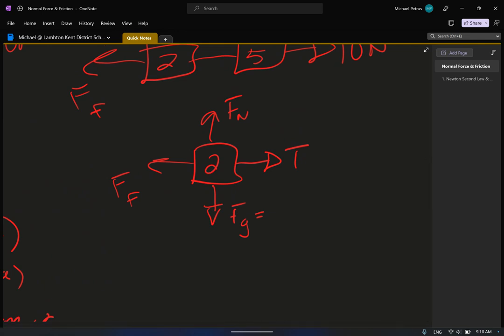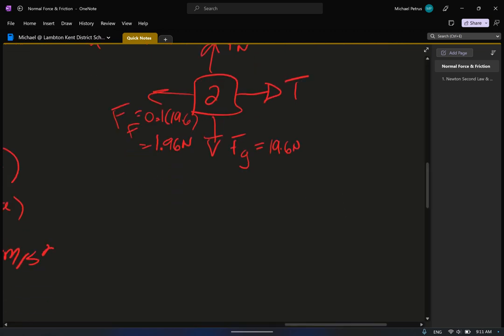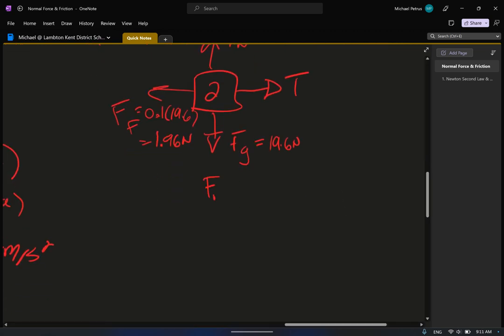So 2 kilograms times 9.81 is 19.62 newtons. So I'm going to write 19.6 newtons. So this is going to be 19.6 newtons as well. And this is going to be the coefficient, which is 0.1 times the normal force, 19.6 newtons, which is 1.96 newtons.